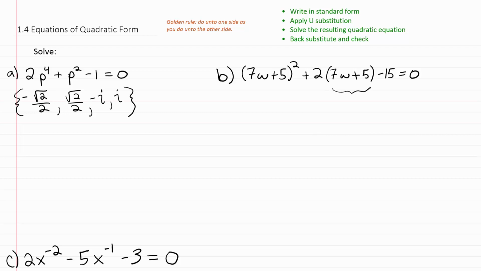Because if you were to take this middle term here and square it, you end up having that term there on the left, the leading term, 7w plus 5 squared. And then, of course, we have a constant at the end, so it seems to be in quadratic form. Let's go ahead and solve it then by using u substitution.